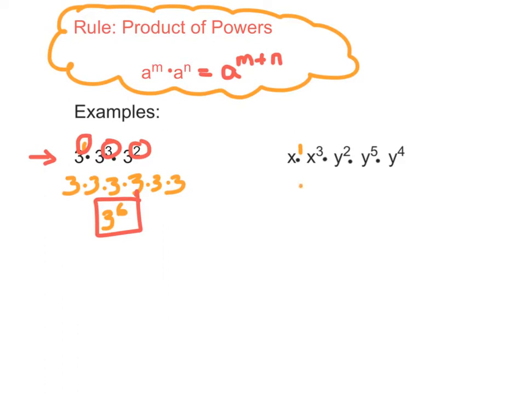So if I have a base of x and a base of y, I'm going to start by just multiplying x and y, and now I have to think about my exponents on those variables. So we have a 1 and a 3. What are we going to do with the exponents when we have the same base? We're going to add them, so we get 4. And then on y, we have 2, 5, and 4. 2 plus 5 is 7, plus 4 is 11, so we have y to the 11th. So x to the 4th, y to the 11th.